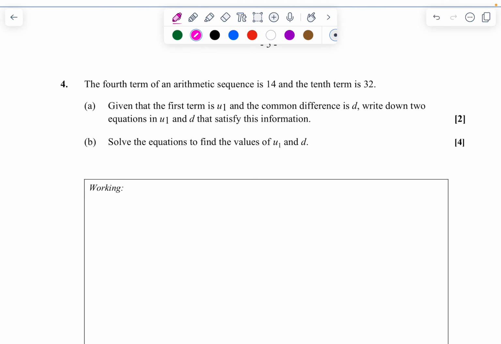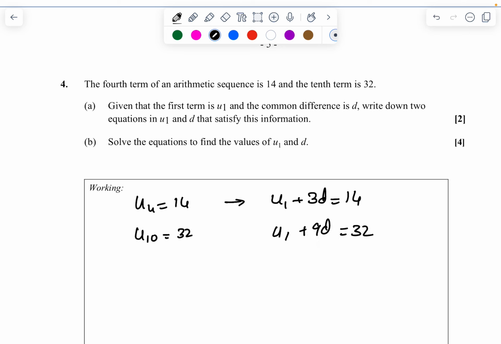Question number 4. The fourth term of an arithmetic sequence is 14. So the fourth term is going to be 14, which is u1 plus 3d equals 14. The 10th term is 32. So u1 plus 9d equals 32. So subtract both, u1 gets cancelled. Negative 6d equals negative 18. So d equals 3.